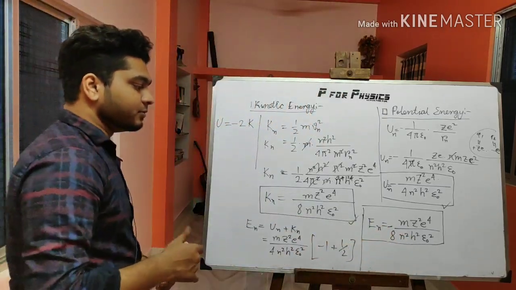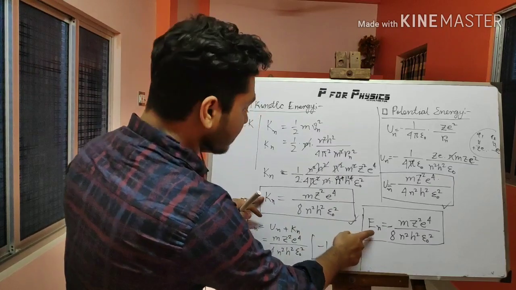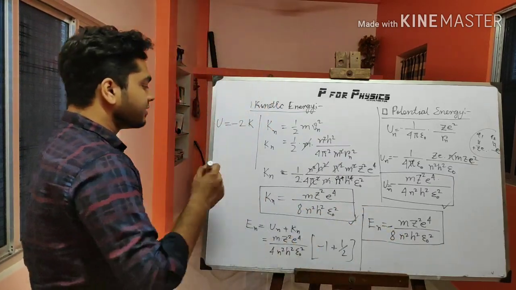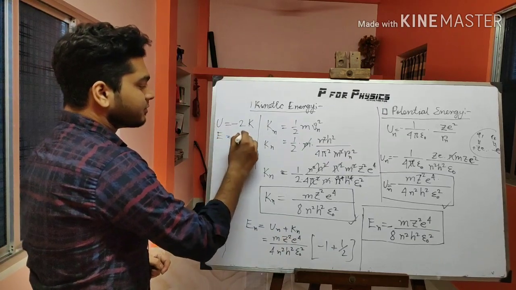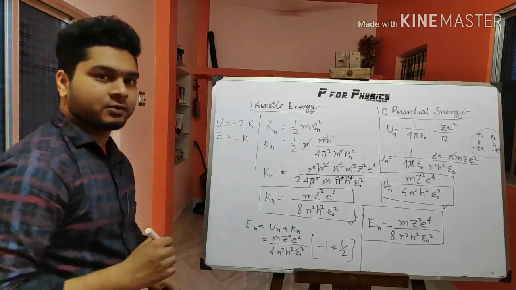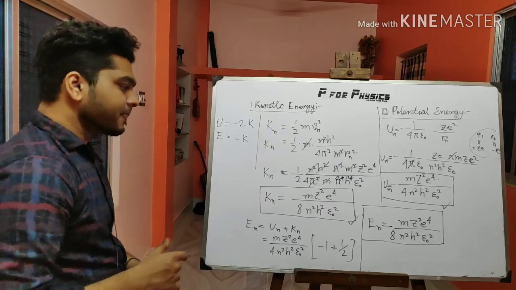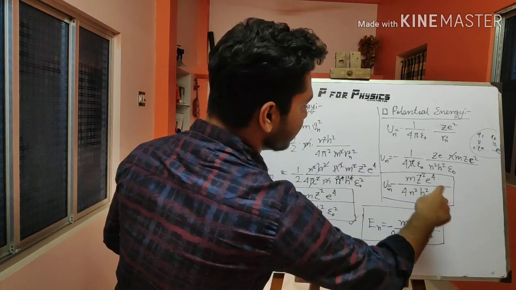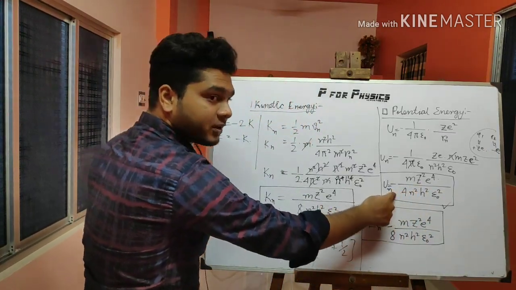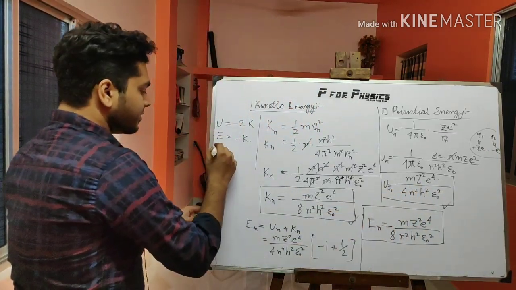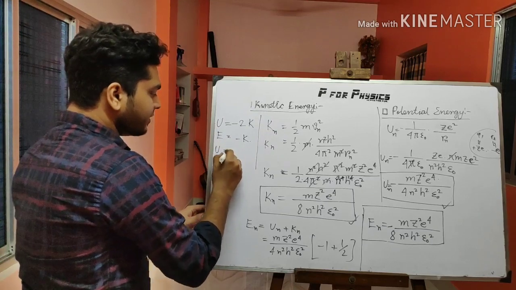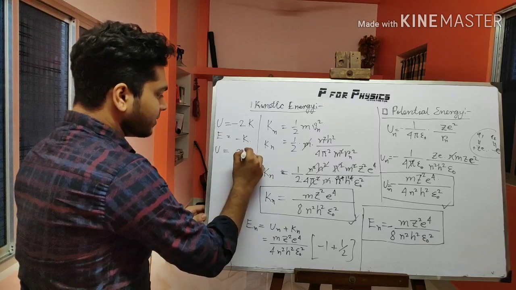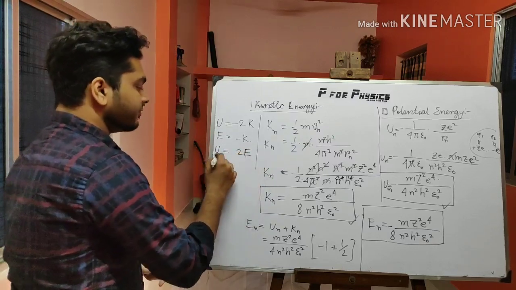Now compare these two, kinetic energy and total energy. These are exactly equal except for that negative sign. So we can write that total energy is equal to kinetic energy with a negative sign. And another thing, if we multiply this by 2, we will get the expression for potential energy. So we can memorize it, that potential energy is double of total energy, and both are negatives.